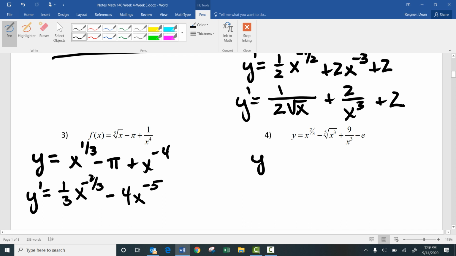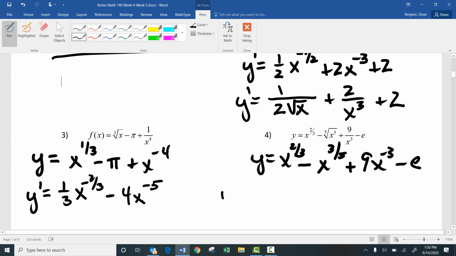Number 4, let's rewrite it. x to the 2/3 minus x to the 3/5 plus 9x to the -3 minus e.